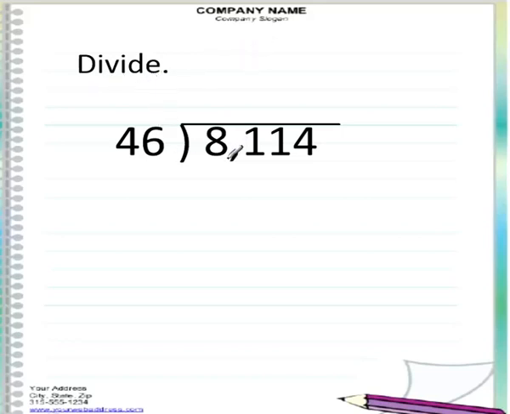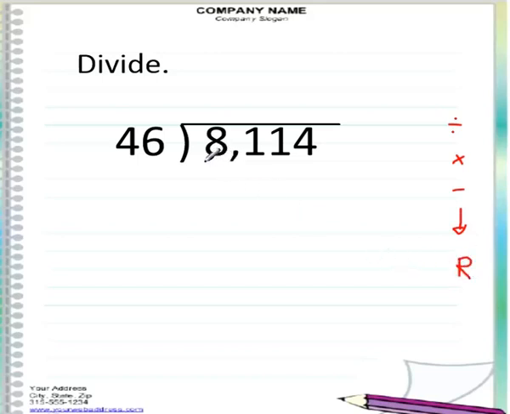Divide 8,114 divided by 46. So this is the dividend and this is the divisor. First, let us list the operation that we will use in this question. First, we will divide. Second, we will multiply. Then we will subtract, bring down, and repeat.